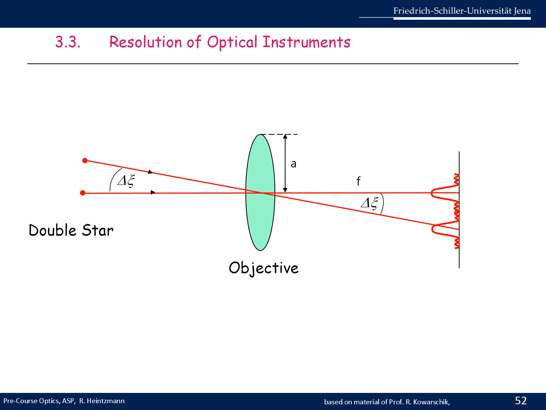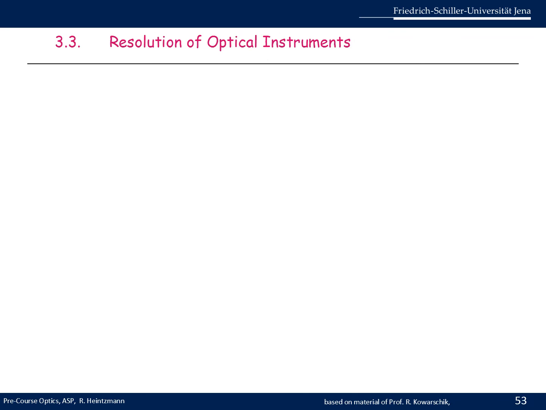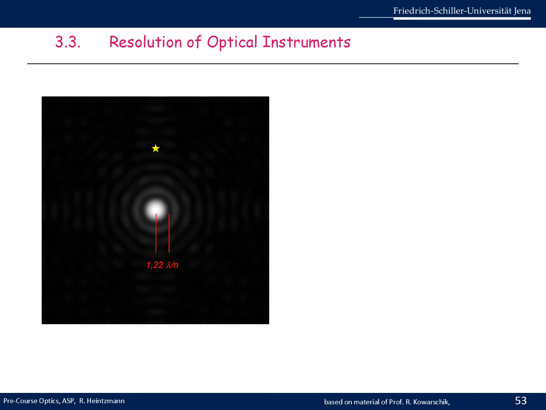And in this case, it would be an angular resolution. So that is typically specified in arc seconds or something like this in astronomy. So our optical system might have a resolution of, for example, 1 arc second. So here you have such an example of how an image of a single star could look like.